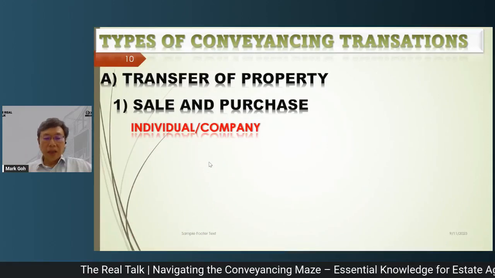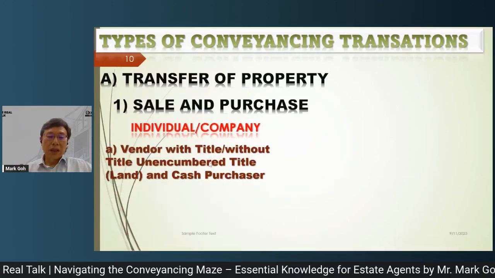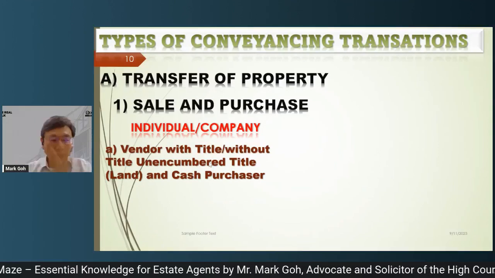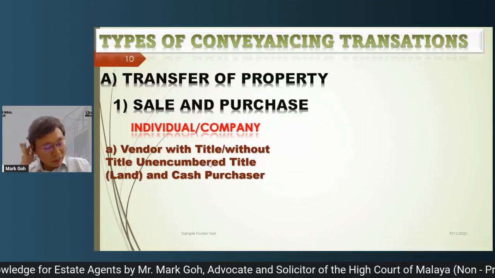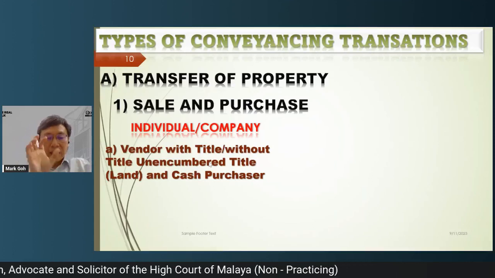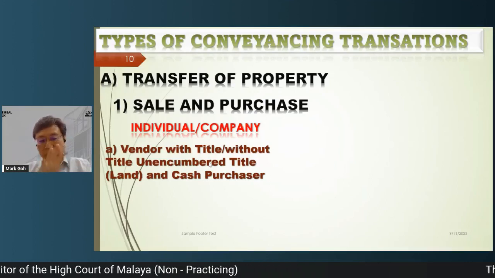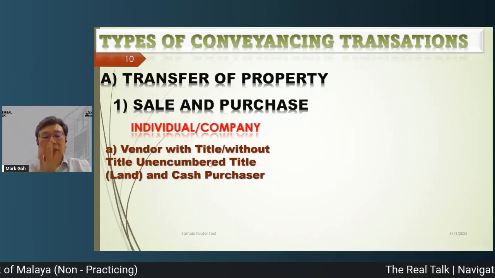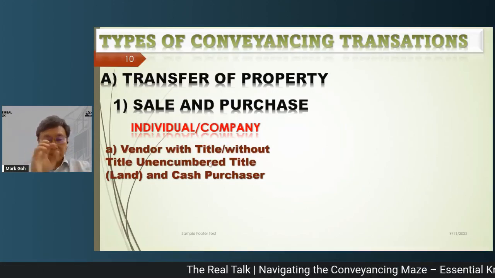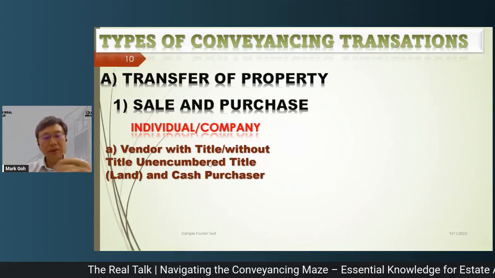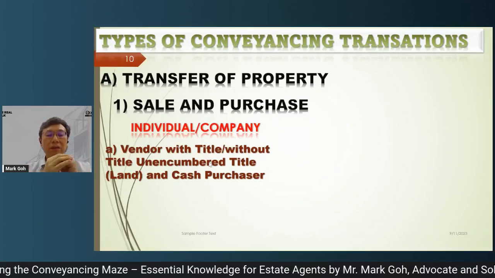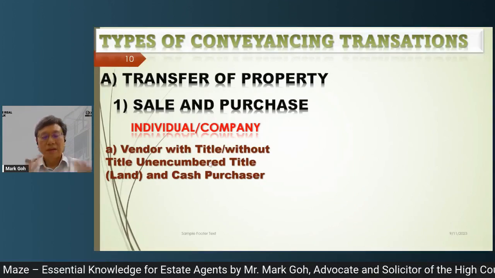It can be either by the individual or the company. The cleanest one, the first quadrant, is where the vendor, whether he's got title or no title, is irrelevant. Where the vendor's title is unencumbered and there is a cash purchaser. This is the easiest, which means the seller has clean title, the buyer buys by cash, no loan. Simple. This kind of transaction is the easiest. Clean title, cash buyer.